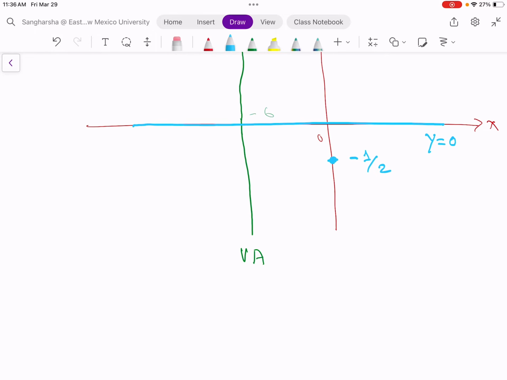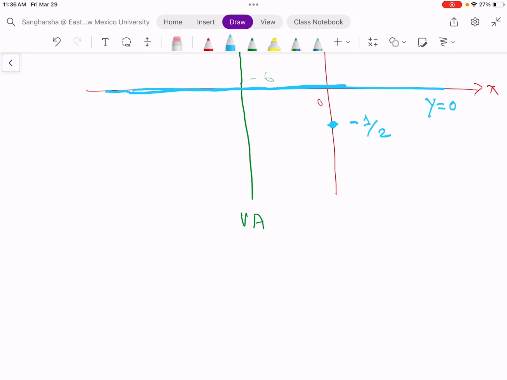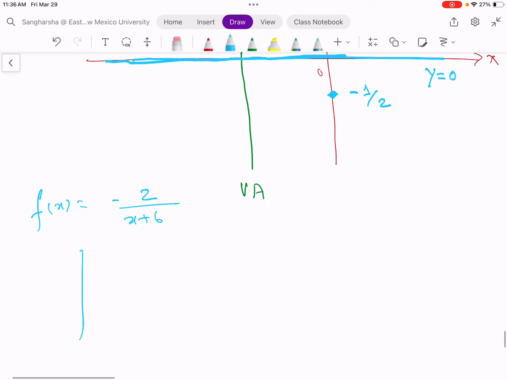So we have this one vertical asymptote, so we're gonna have one part of the graph on this side, and another part of the graph on the other side. Okay, so let's make a table. Let me write the function one more time. Our function is -2/(x + 6). So let's make a table. We have x, we have f(x).